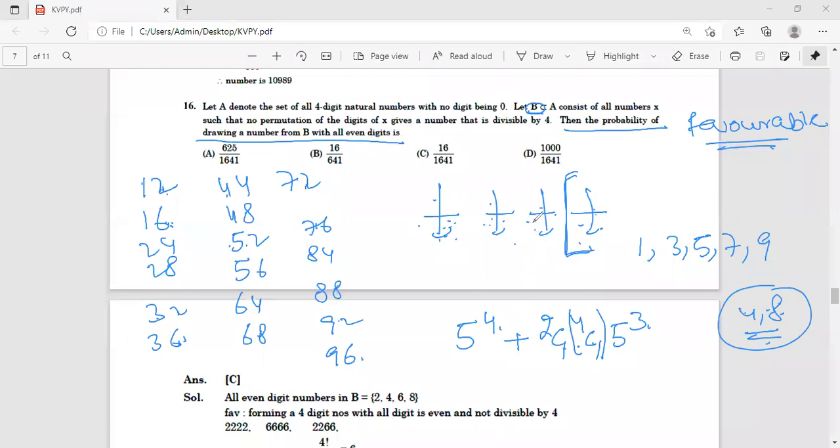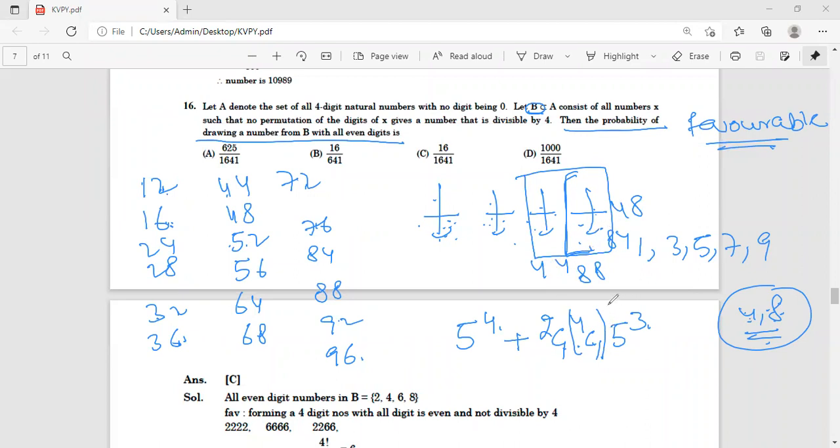So note that we cannot have two even digits, because only 4 and 8 are possible. If you have 44, 88 or 84, all combinations of 4 and 8, they can come at the end. If you take 2, 4 or 1, 4 and 1, 8, all these can come at the end in the permutation, and that will become divisible by 4.